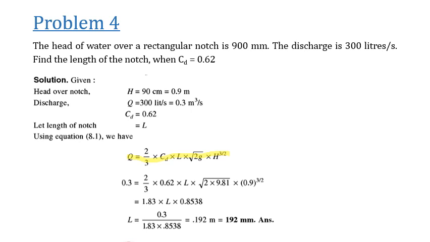It was given discharge is 300 liters per second, converted to meter cube per second, so 0.3, and CD is 0.62. Length is to be calculated, g is 9.81, and the head is in meters, 0.9. So 0.9 power 3 by 2. Now simply it is the use of a calculator, and practice solving it, and you will get the length in meters, 0.192, and you can represent it in millimeters.